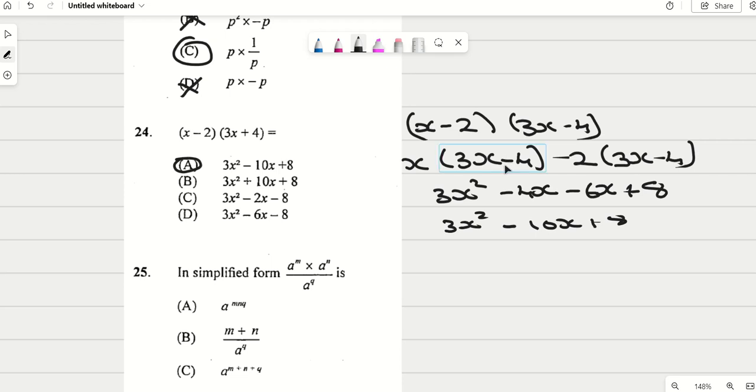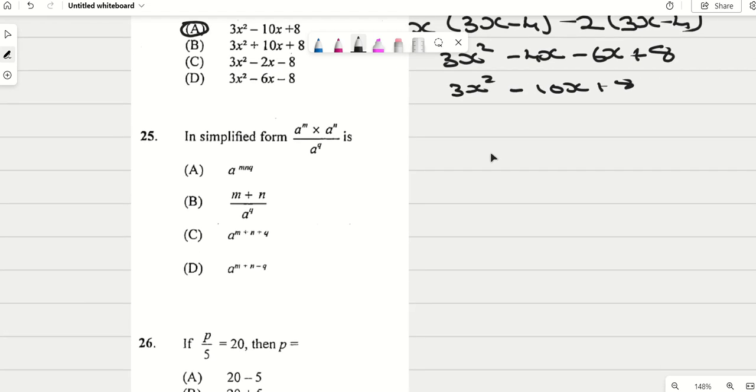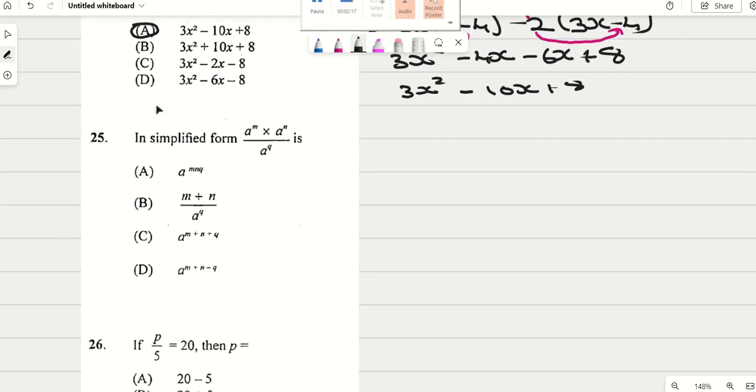Number 25. It says simplify this. Now, guys, in simplified form, a to the power of m multiplied by a to the power of n, all divided by a to the power of q. Now, we know that when your bases are the same, which is a, we have to add our powers. So it would be a to the power of m plus n, all over a to the power of q.